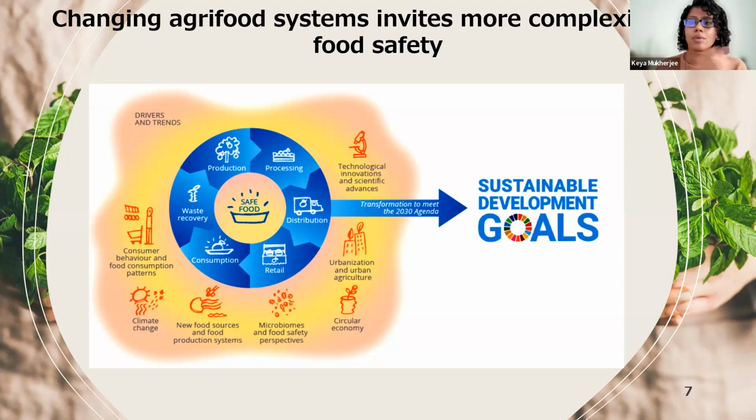And of course, how agri-food systems are transformed to meet the 2030 agenda over the coming decades will have profound implications for food safety as well, in addition to our health, economic, and social well-being. So we need to keep pace with these changes. That's where foresight really steps in.